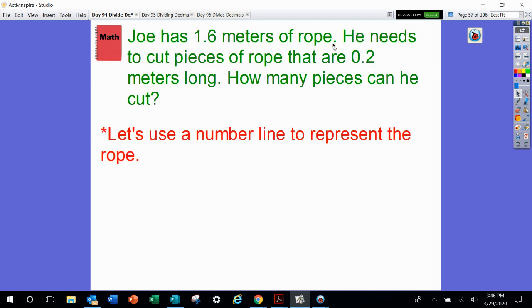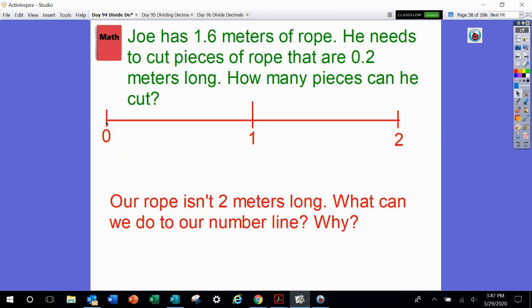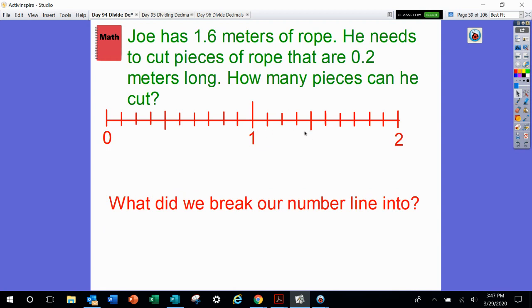Okay, let's use a number line to represent the rope. Here's 2, but our rope isn't 2 meters long. It doesn't say 2 meters. What can we do to our number line? Well, we can break it up into tenths. If I break it up into tenths, I should have 10 tenths here and 10 tenths here to make up that second whole. I did that because I need 1 6/10 meters of rope for my rope.